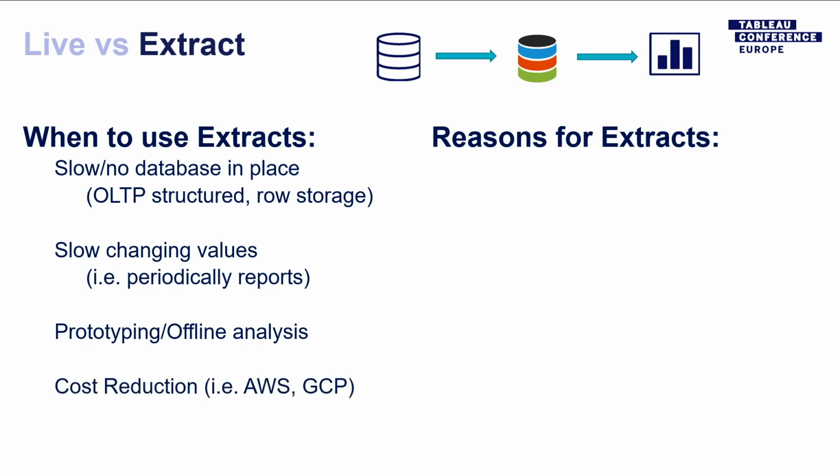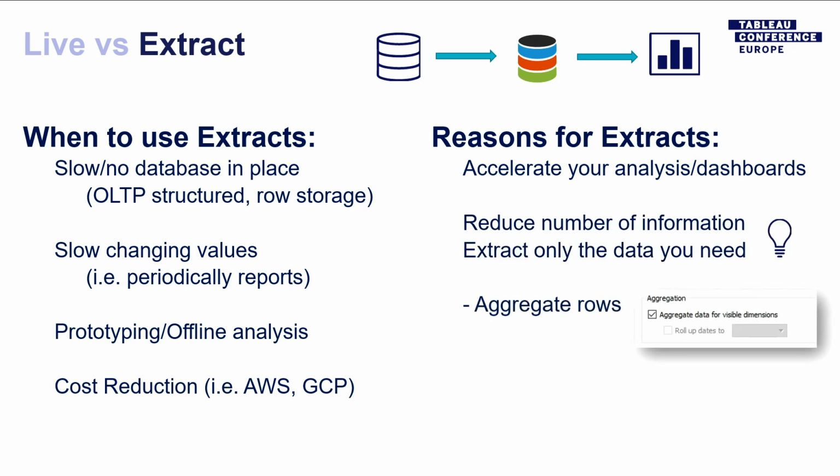And there's one big point next to it, and it comes from a commercial perspective. You can reduce costs if you're using AWS or Google Cloud, and you have to pay per query. So once you're just extracting the data, it's just one query, and you have the data in Tableau, and it doesn't matter how many queries you send against the extract, you save money, right? So also a reason for extracts: accelerate your dashboard and analysis. But if you are doing this, please reduce the amount of information in the extract. It doesn't make sense to extract your whole terabyte of data into the engine of Tableau, right?